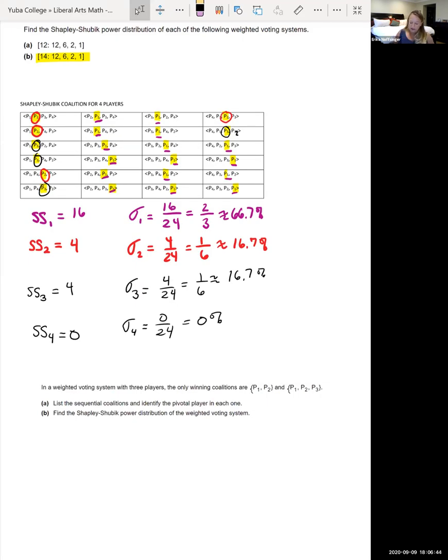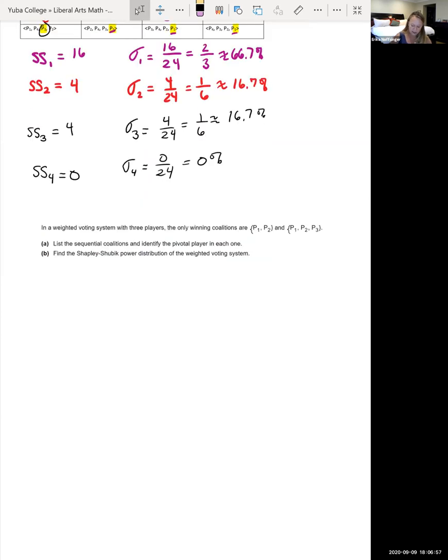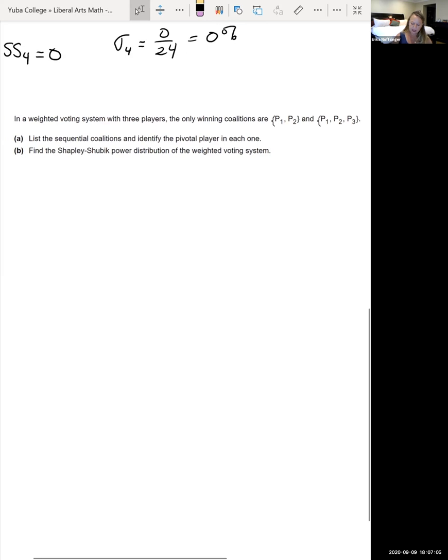Okay, so for our last example we're going to look at today, we're going to use information that we get from the Banzhaf Power Index and try to figure out the Shapley Shubik sequential coalitions and also the players' power. So in the following, in a weighted system with 3 players, we have the following winning coalitions. Player 1, player 2 is a winning coalition, and then player 1, player 2, player 3 is a winning coalition. Well, let's talk about this.